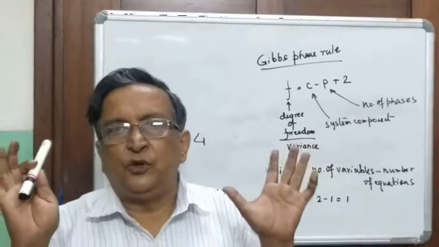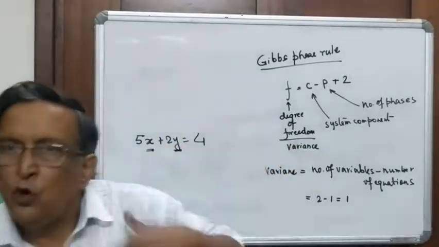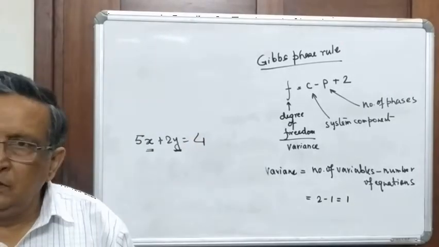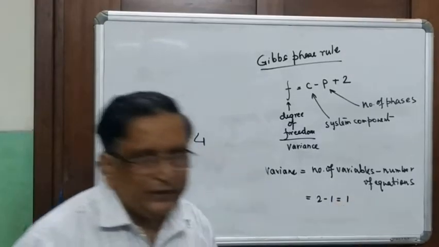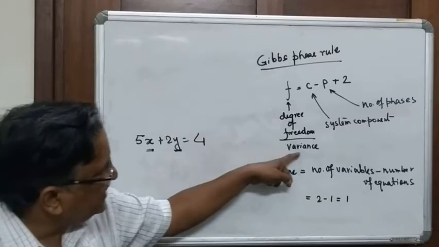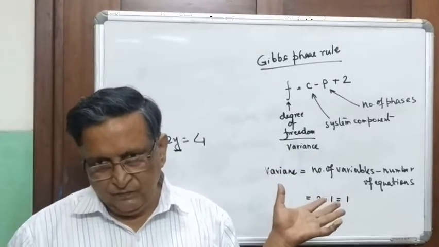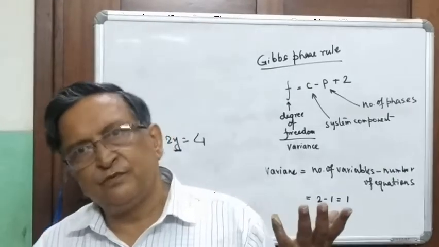There are two ways to do it. One equation will not allow you to quantify both variables. You will be left with one unknown. That is degree of freedom, and that is variance in metamorphic petrology. Essentially, number of variables minus number of equations. That's it.